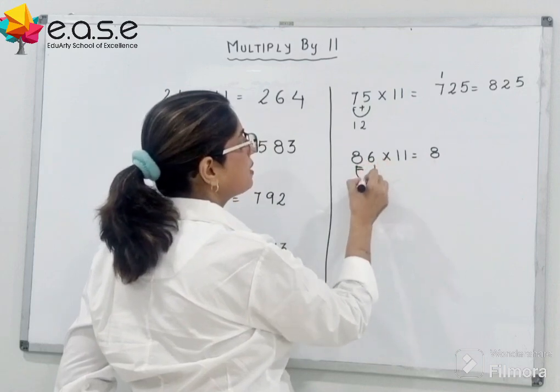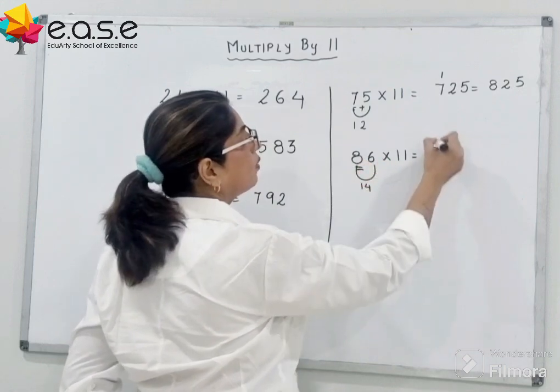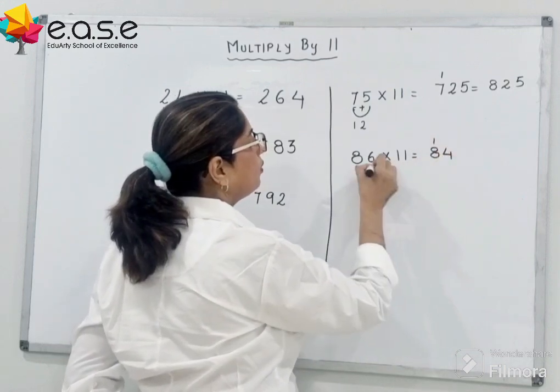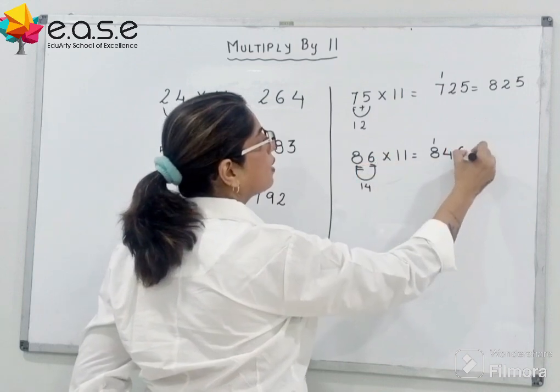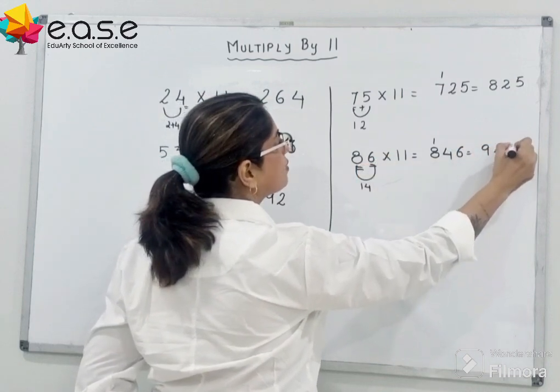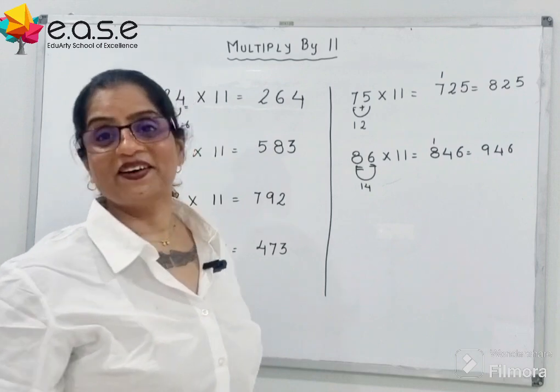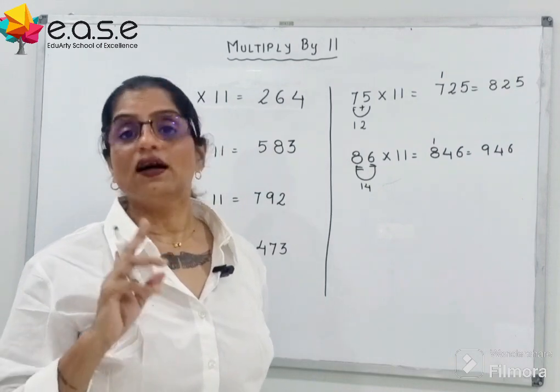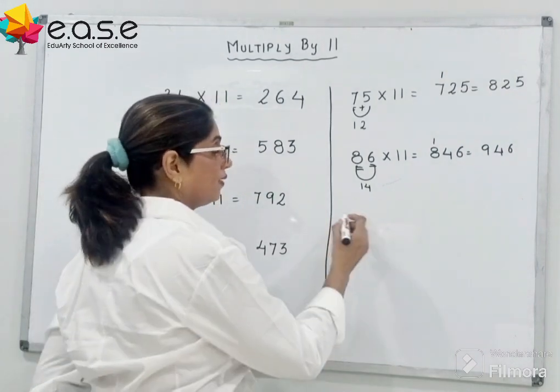Okay. Similarly, if you have 86 multiplied by 11, you write the 8. You add 8 plus 6, which is 14. You write 14 and then you write the 6. Your answer would be 946. I think it's easy now, correct? You're getting it? Even if the number is a carryover. I hope you're getting it then, right?